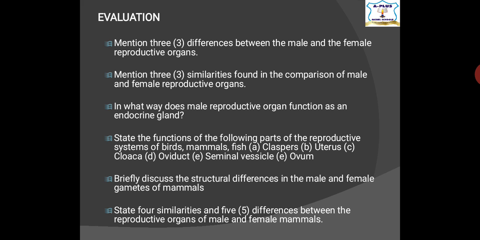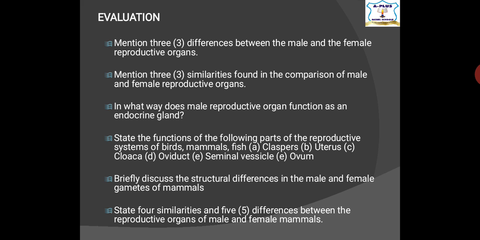State the function of the following part of the reproductive system of birds, mammals, and fish. I want you to state the function of claspers, the function of uterus, the function of cloaca, the function of oviduct, the function of seminal vesicle, and the function of ovum.